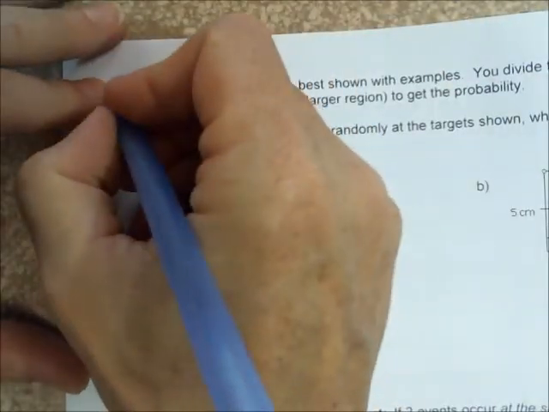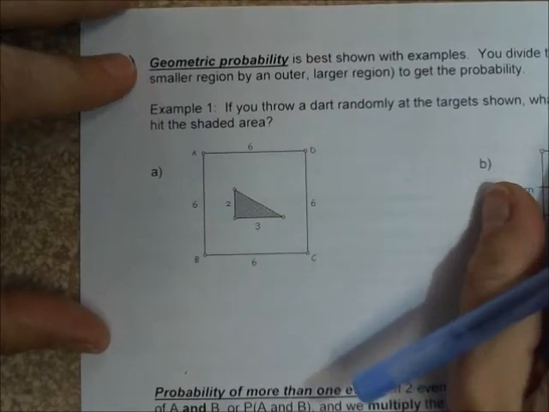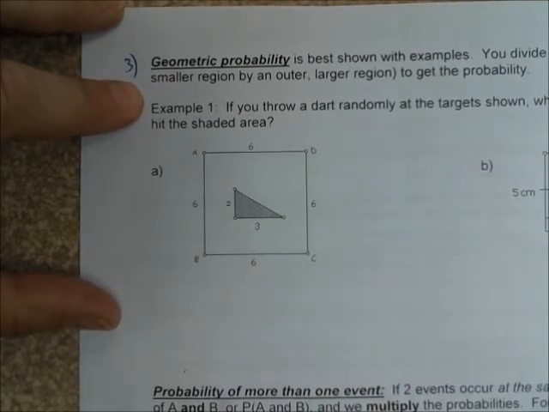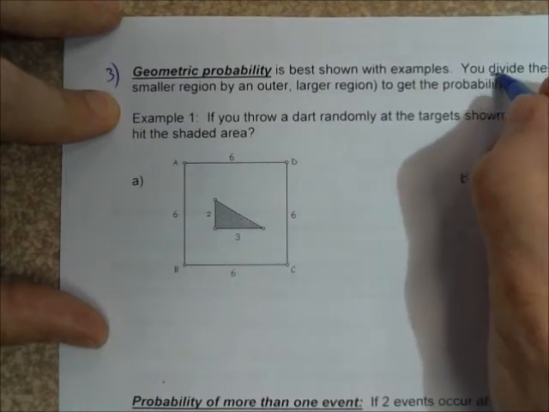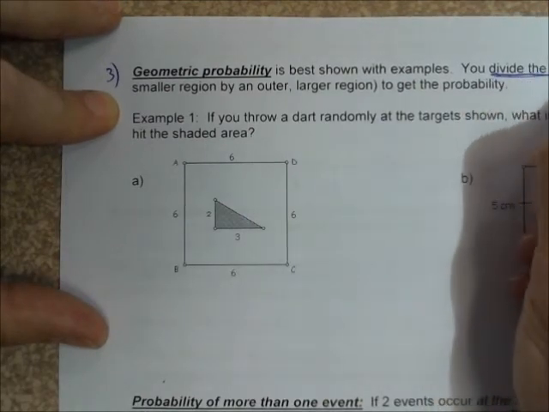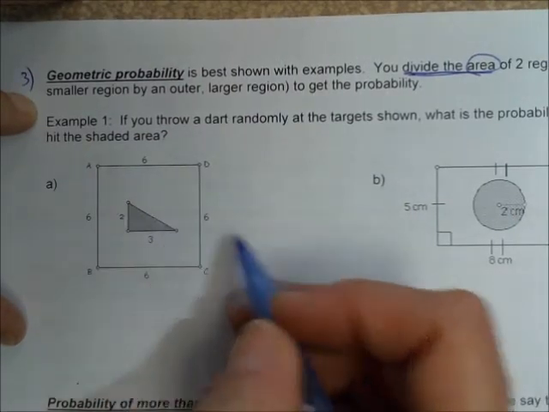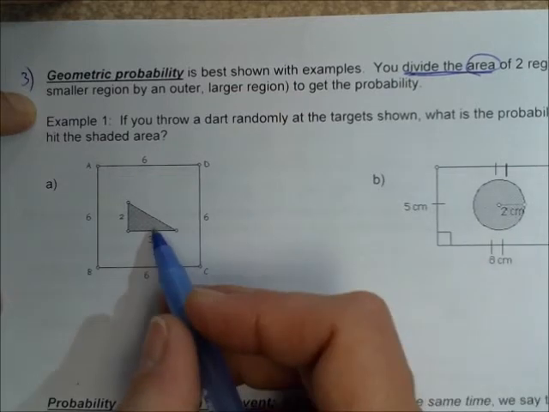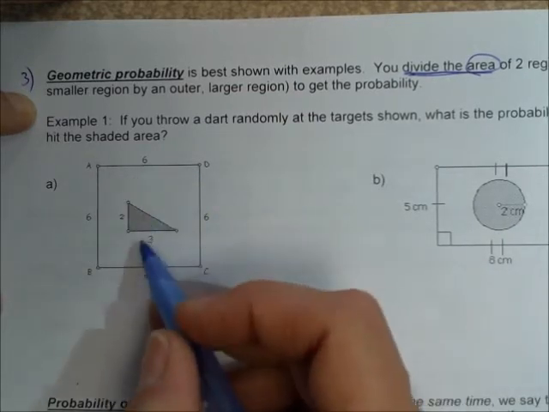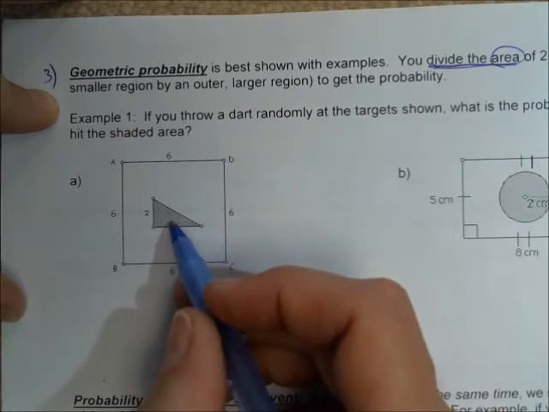Here's a third type of probability called geometric probability, and that is just you have to know the geometry, you have to know the area formula for various shapes. And so what you're going to do is you're going to divide the area. So make sure you know area formulas, area of a triangle, area of a square, rectangle, and a circle. And you're going to divide the area of an inner region by an outer region to get the probability that maybe something will land in the shaded region.